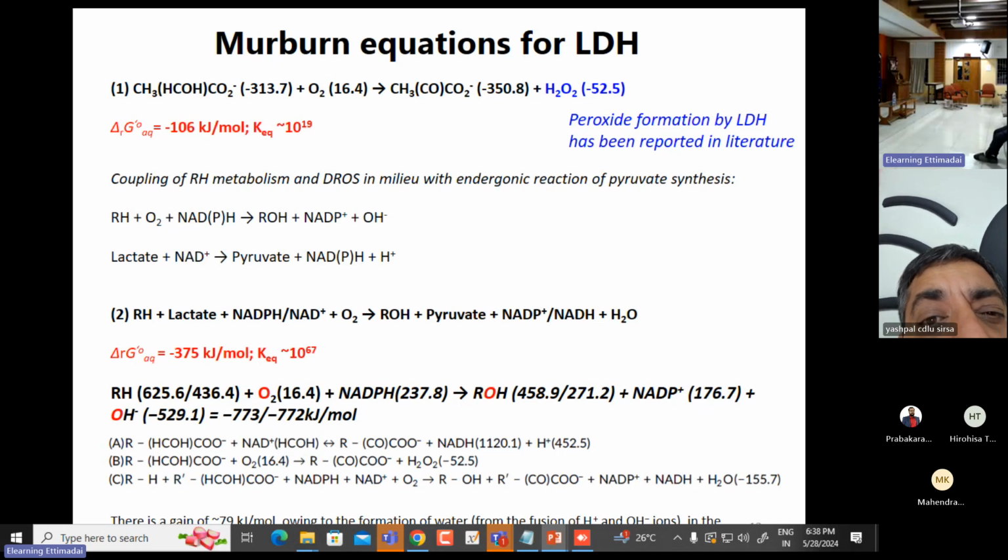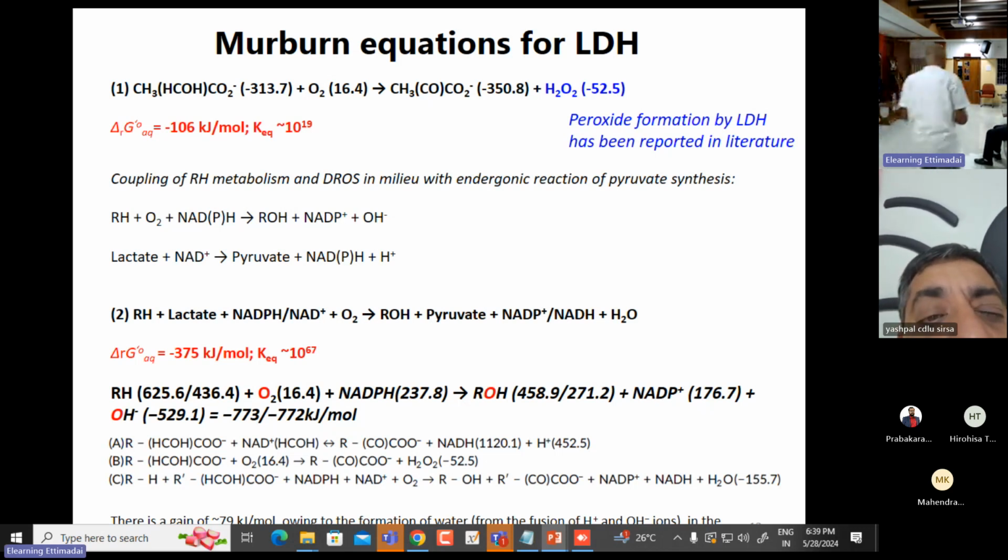So when LDH works from lactate to pyruvate, what happens? Lactate is a reduced molecule. Pyruvate has only CH3CO, CO minus. Lactate is CH3CHOH, CO minus. So lactate is a more reduced molecule than pyruvate. Do you agree or not? So the protons which are there in lactate can go into formation of something else. Even hydrogen peroxide can be formed.